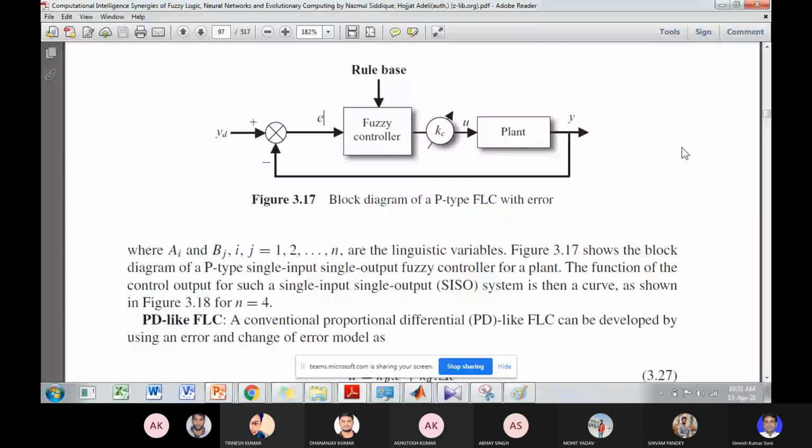So according to the fuzzy logic controller, the input is the data of the desired and expected output, and the output is the control output, which is the exact application of the fuzzy logic controller.